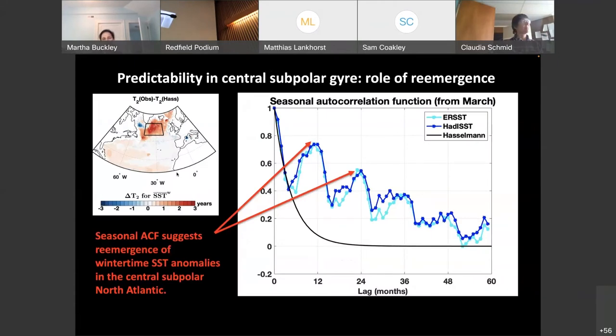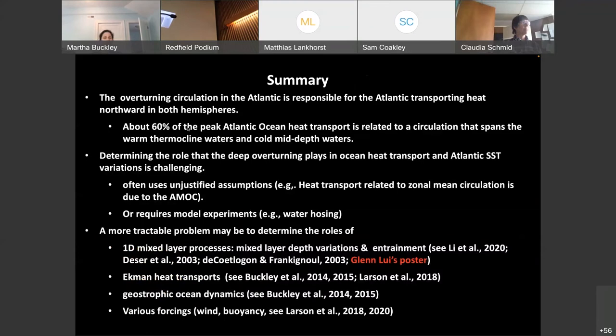One thing to recall is that some of this predictability can be just due to one-dimensional ocean dynamics. So here I am showing you the seasonal autocorrelation function of SST anomalies in this subpolar box. And you find a strong reemergence signal. So basically SST anomalies are isolated beneath the seasonal thermocline and they reemerge the following winter. So there are mechanisms for creating SST predictability in the subpolar North Atlantic that don't involve the AMOC or even ocean heat transport convergence.